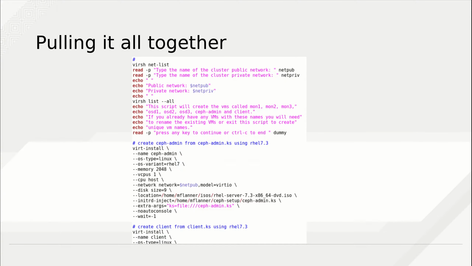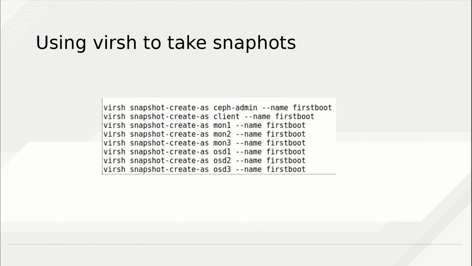To automatically create my cluster, I created a bash shell script called create-vms.sh that calls 8 virt-install commands, each using one of the 8 kickstart files. This will create the 8 virtual servers I need to run my cluster. After the virtual machines have been created, I take a snapshot of each one in case I need to revert back to a known good state on one or more of my virtual servers.